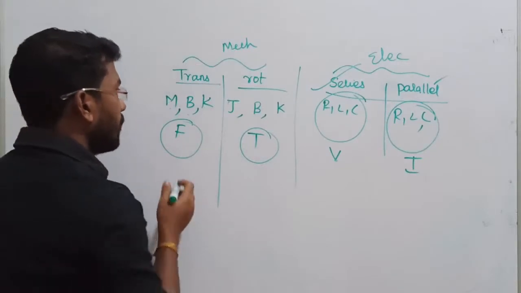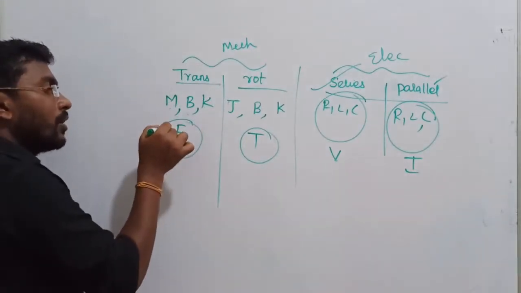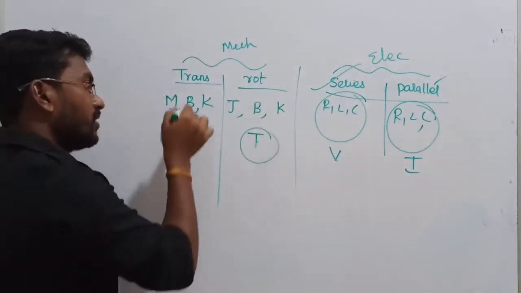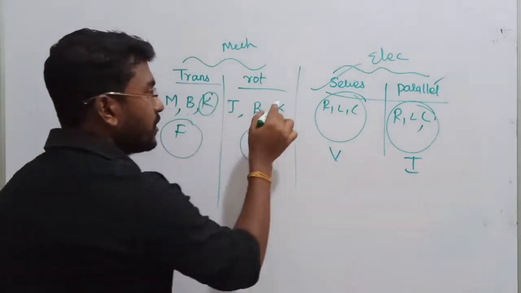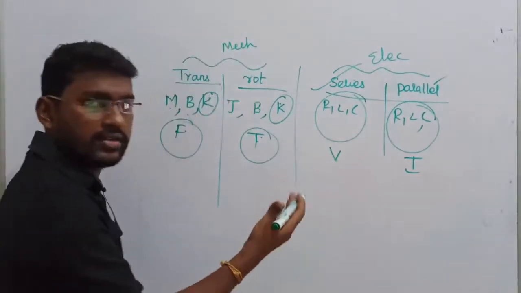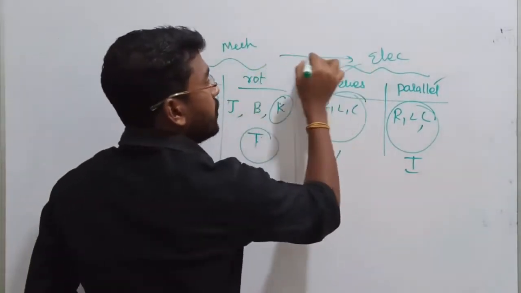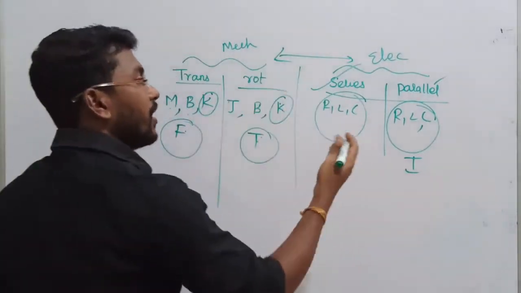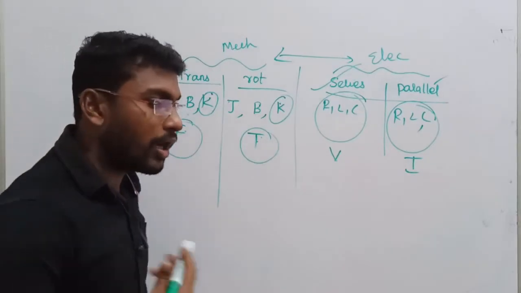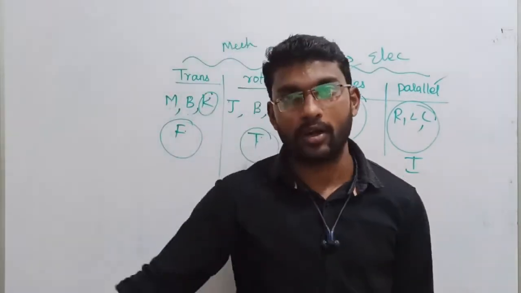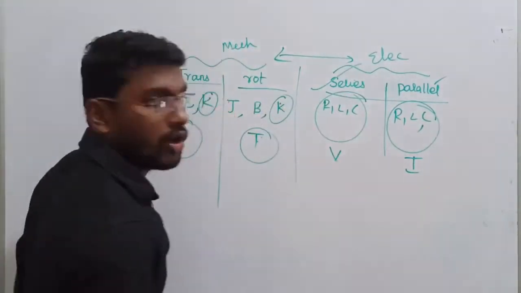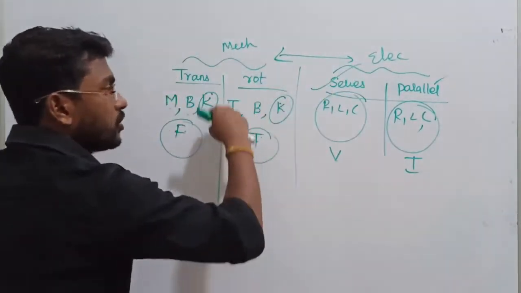This is called the force damping coefficient. This is called the torque damping coefficient. This is called the force spring coefficient. This is called the torque spring coefficient. Like that, we will see the analogy between these two domains. Once we get the analogy, what shall we do? For a mechanical system, I am unable to analyze the properties in the mechanical domain. But once we get the relation between the mechanical domain and the electrical domain, then I can shift the system from this domain to this domain.